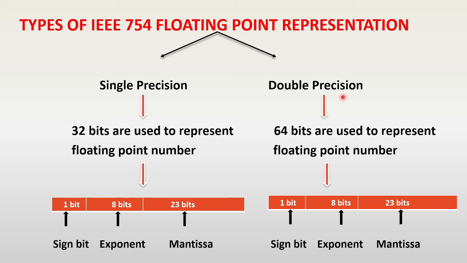Similarly, in double precision format, a total of 64 bits are used to represent a floating point number. Here also the first bit stands for the sign bit, 11 bits are used as the exponent and 52 bits are used as the mantissa. So when you do 1 plus 11 plus 52, it comes to 64. So these are the two formats used to represent an IEEE 754 floating point number.